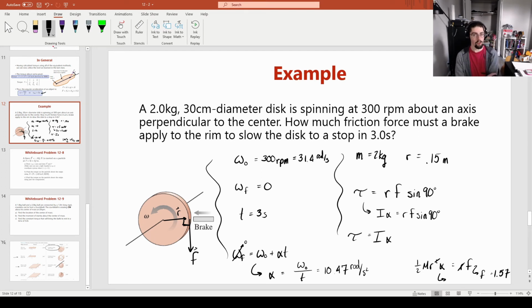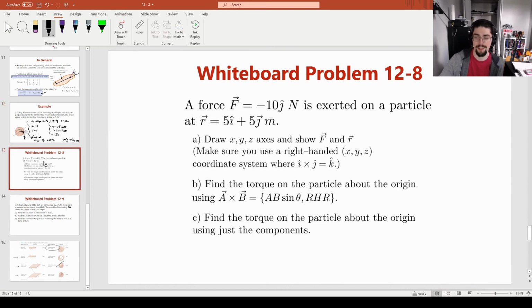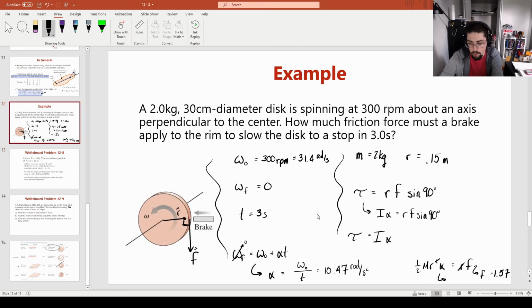Think you're ready to try it on your own? Not waiting for an answer on that one because we're going to try it anyways. Let's imagine here. A negative 10 joule Newton force is exerted on a particle at R. What did it say on the bottom right down there? That was supposed to be a 1.57 newtons is that quantity.